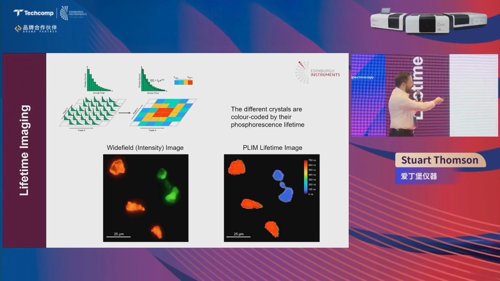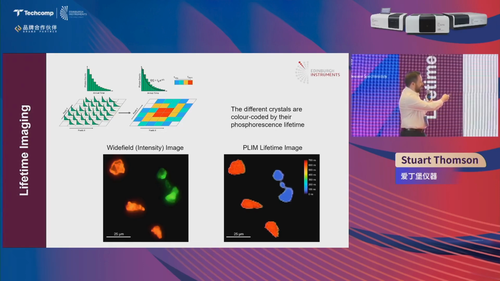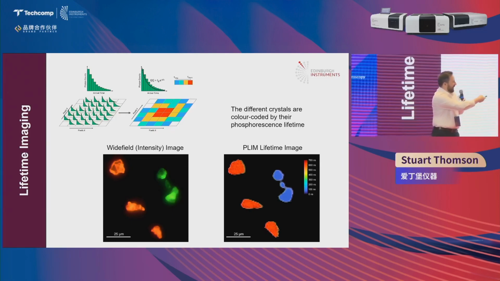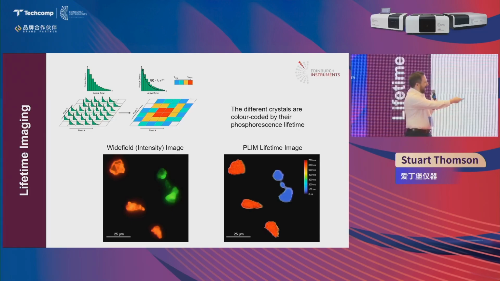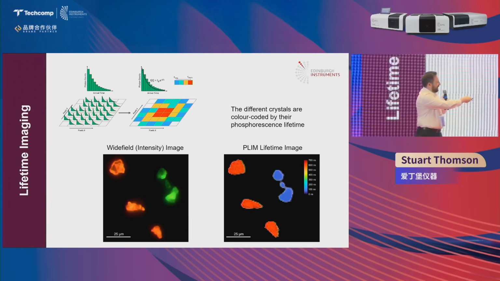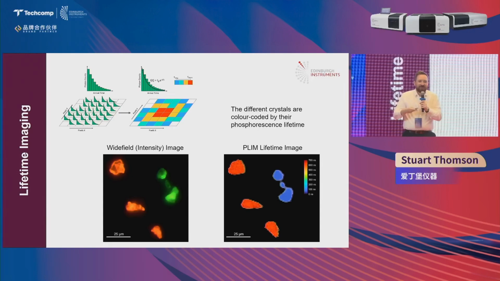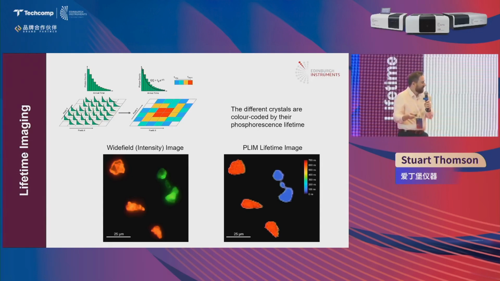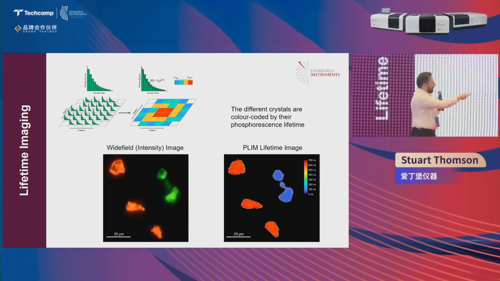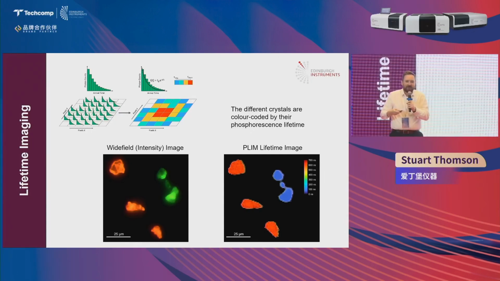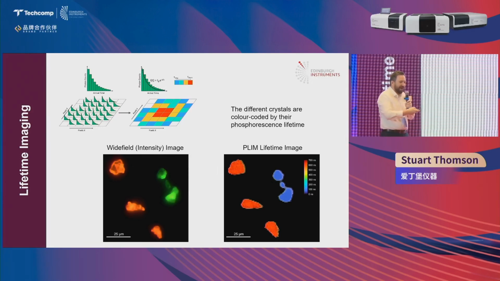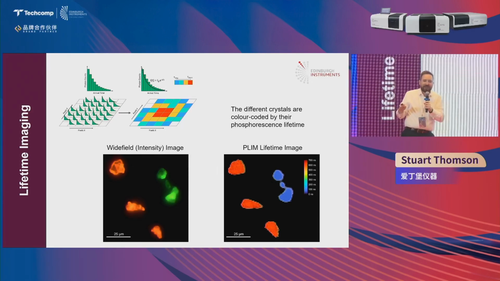On the left, we have the intensity image that you saw previously, and on the right is now the lifetime image. We can see that the orange particles are color-coded in red. They have a lifetime of around 700 nanoseconds, whereas the green particle is color-coded in blue and has a shorter lifetime of about 100 nanoseconds. So that's lifetime imaging using the micro-PL.